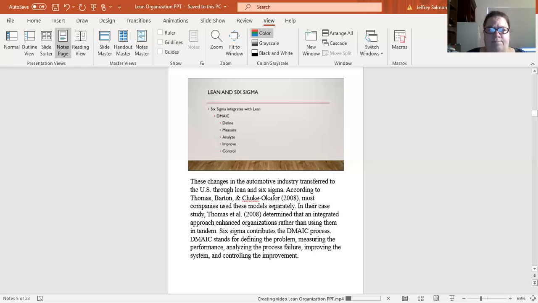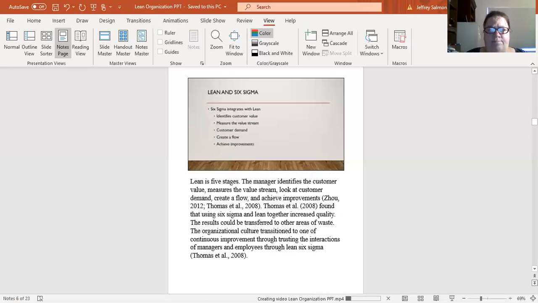Lean is 5 stages. The manager identifies the customer value, measures the value stream, looks at customer demand, creates a flow, and achieves improvements. Thomas et al. found that using Six Sigma and Lean together increased quality. The results could be transferred to other areas of waste within the organization. The organizational culture transitioned to one of continuous improvement through trusting the interactions of managers and employees through Lean Six Sigma.